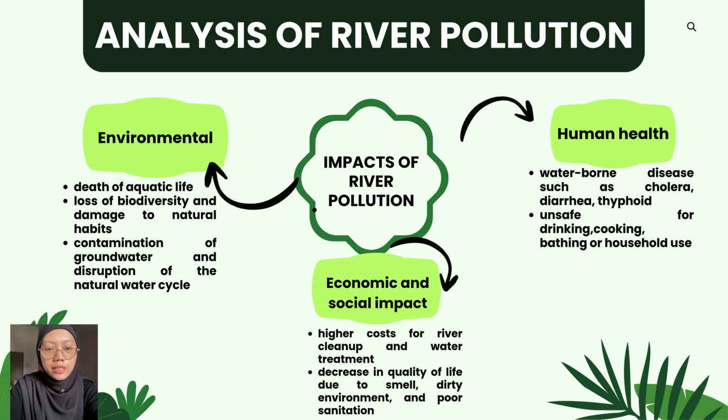Next, I will explain the impact of river pollution based on three main aspects, which are environmental, human health, and socio-economic impact. First, river pollution has serious environmental consequences. When the river becomes polluted, it can lead to the death of aquatic life such as fish, plants, and organisms that depend on clean water to survive. It also causes a loss of biodiversity because some species cannot adapt to the polluted water. This damages natural habitats and disrupts the overall ecosystem.